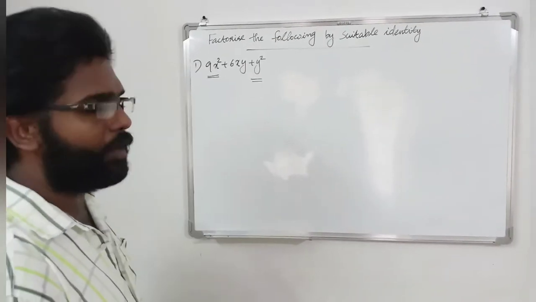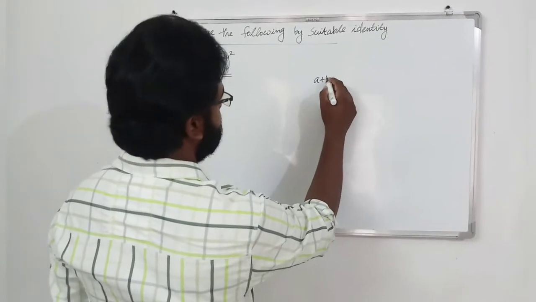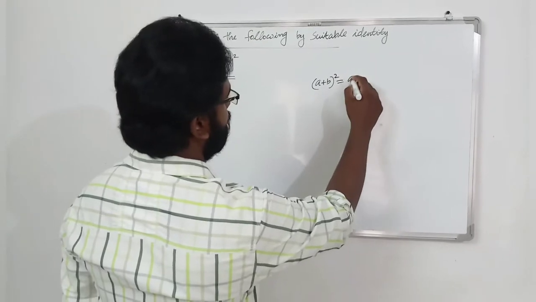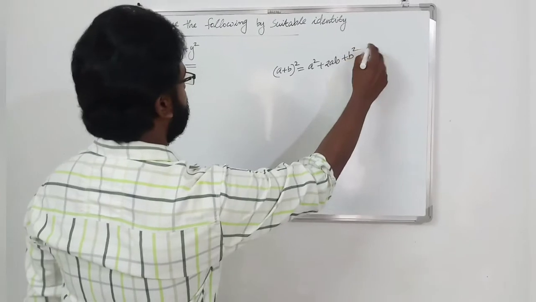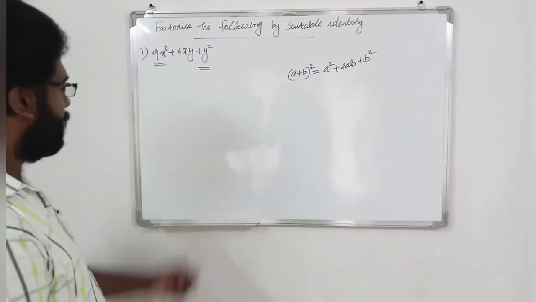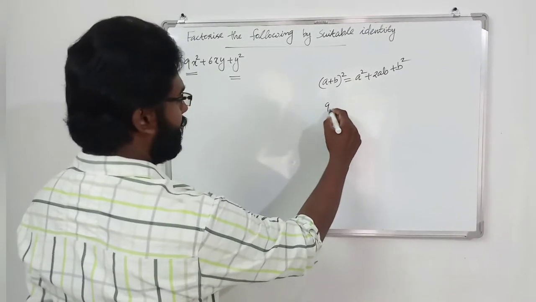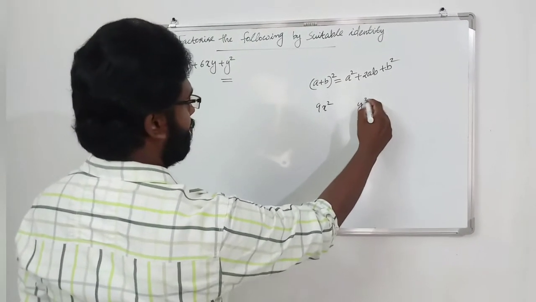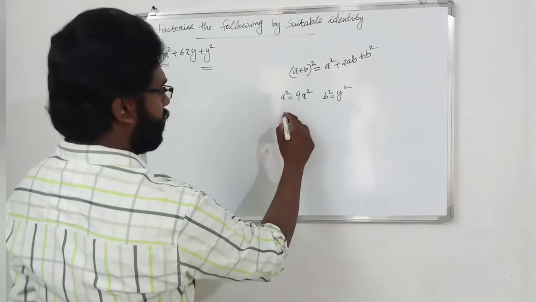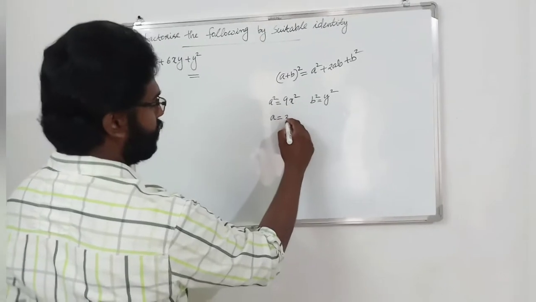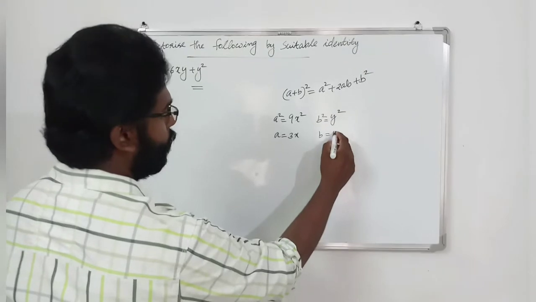The identity to use is a plus b the whole square, which is equal to a square plus 2ab plus b square. Okay. So we find a and b here. Here 9x square and y square are in the a square form and b square form. So a is root of 9, 3, root of x square is x, and b is y.